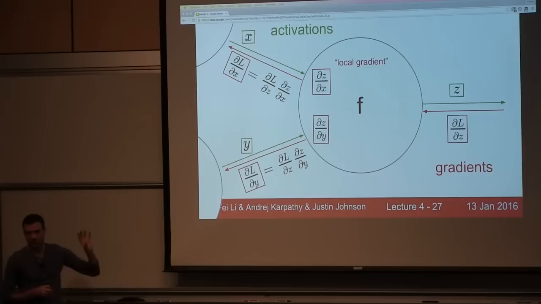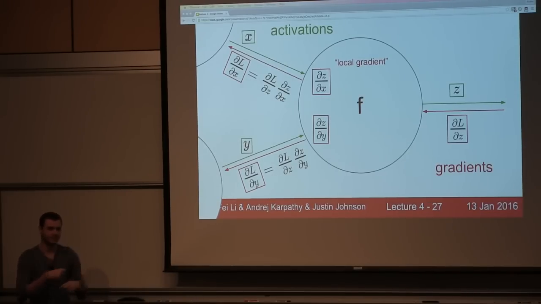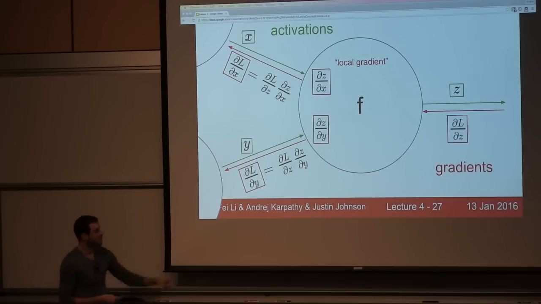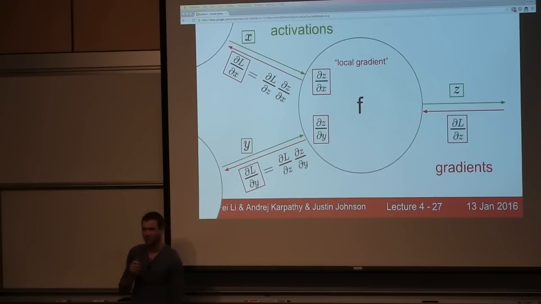I don't know if there are any questions at this point that anyone would like to ask. Go ahead. What happens if z is used by two other nodes? If z is used by multiple nodes, you add the gradients. The correct thing to do is to add them. If z is being influenced in multiple places in the circuit, the backward flows will add. But we'll come back to that point.